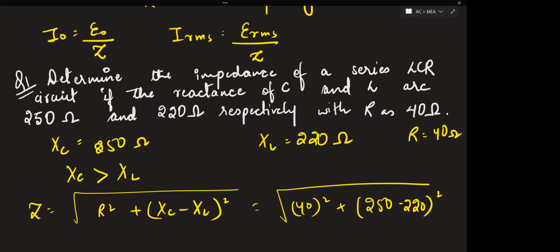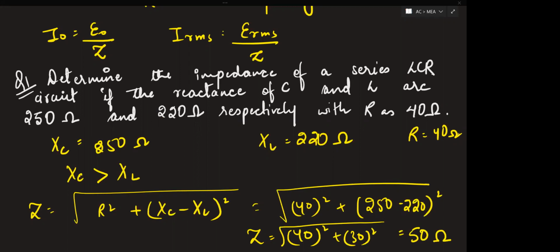So 30, 40, the answer will be 50. We have to form a Pythagorean triplet. That becomes the square root of 40 squared plus 30 squared, which is equal to 50. Impedance will be 50 ohms. 40, 30, 50 are Pythagorean triplets. Or even if you expand it, that will be the square root of 1600 plus 900, so that will also be 50 ohms. Note down this question, then one or two questions more.